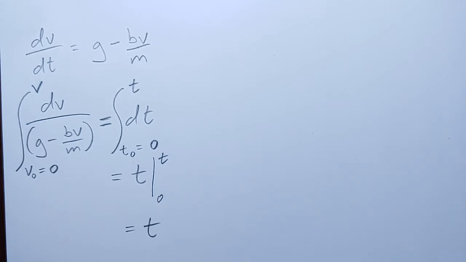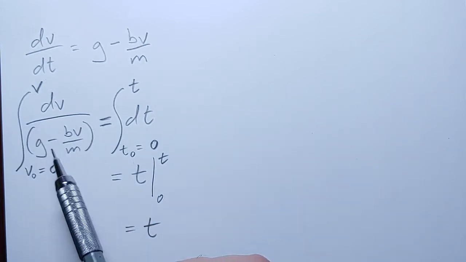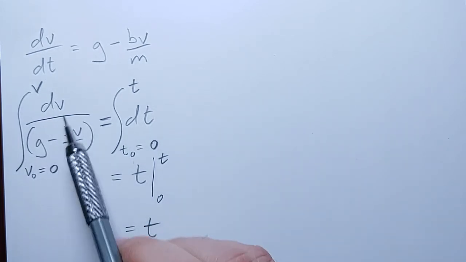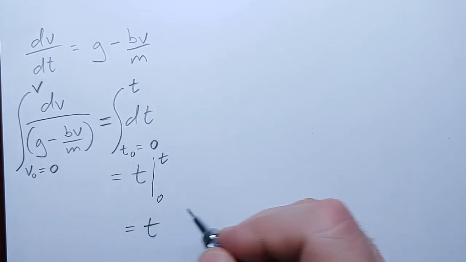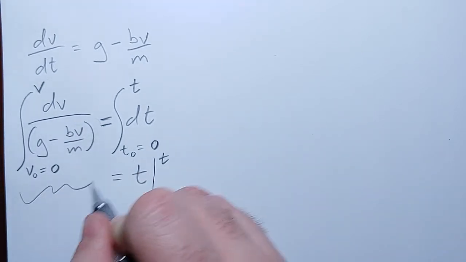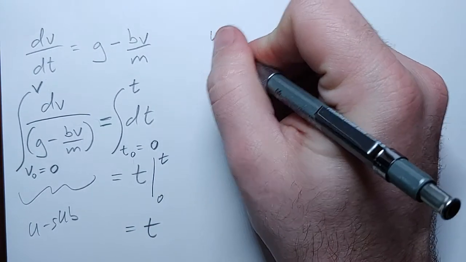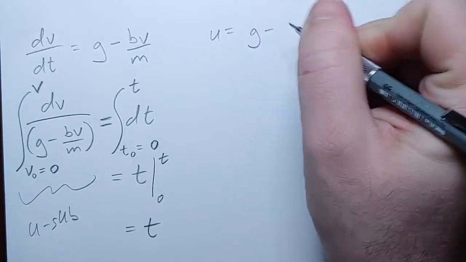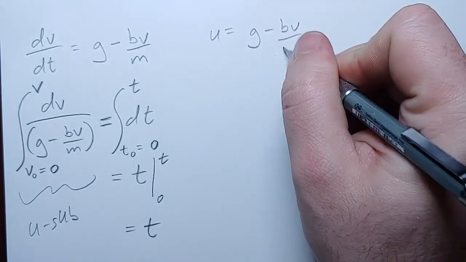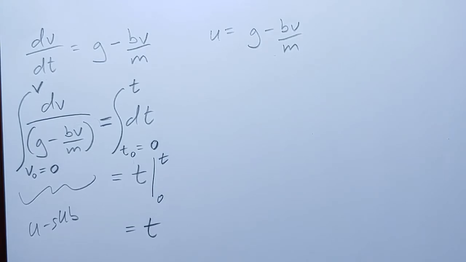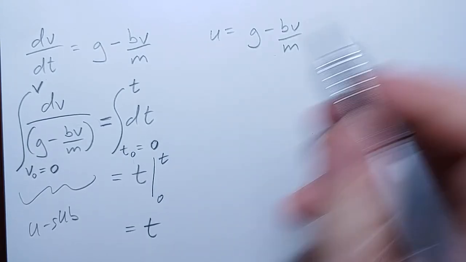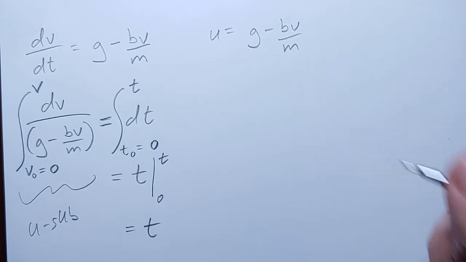And again, if you get partway through and you realize that there's something else you can do, pause the video and try that. Okay, so hopefully you've attempted this either originally or you just paused the video and you're trying it now. To do our u substitution here, the easiest way to do this is to recognize, so we're going to do a u substitution. u, we can do g minus bv over m. And that means that this whole thing is going to be 1 over u, and that's fine.